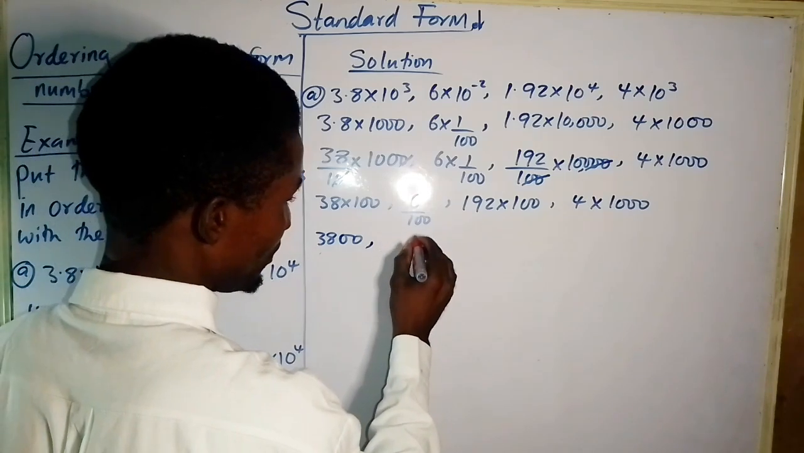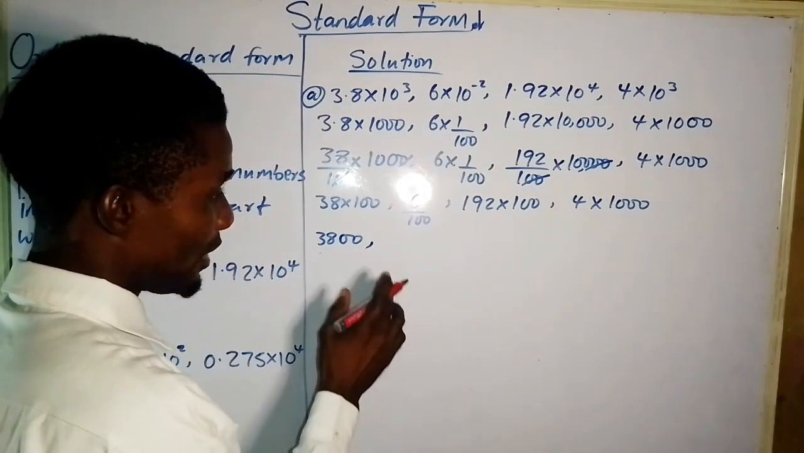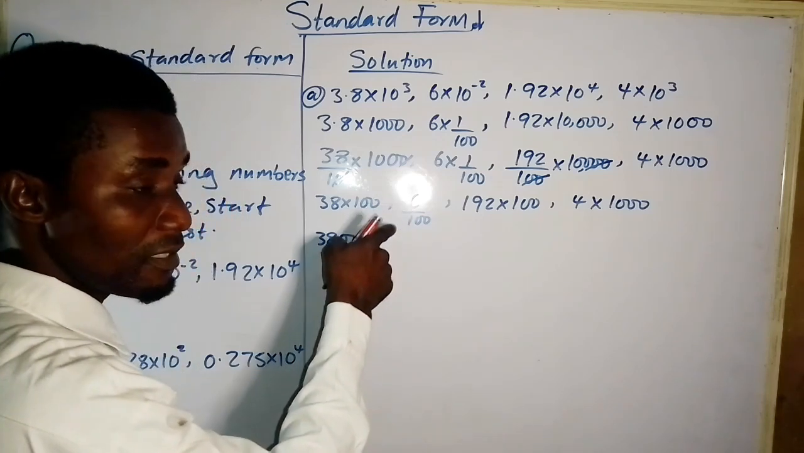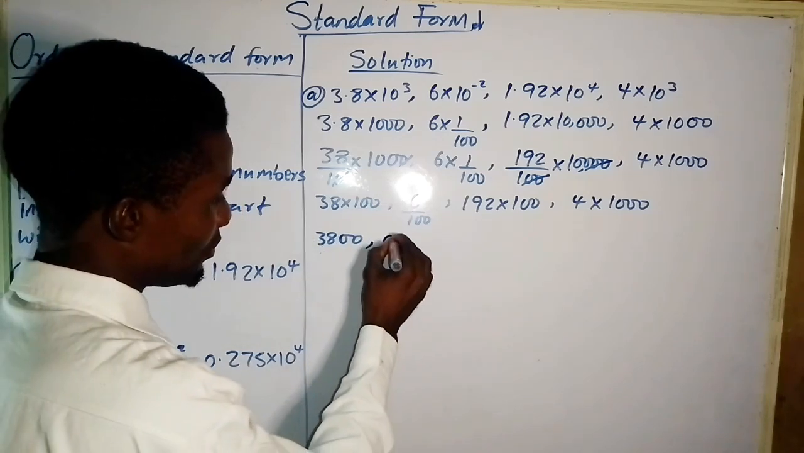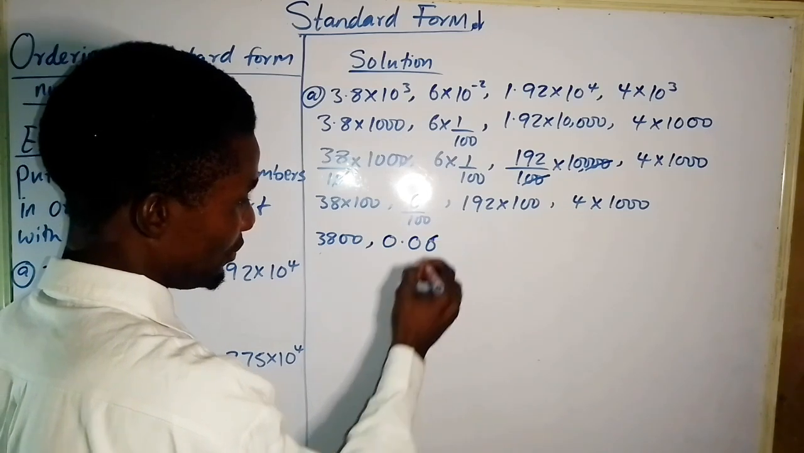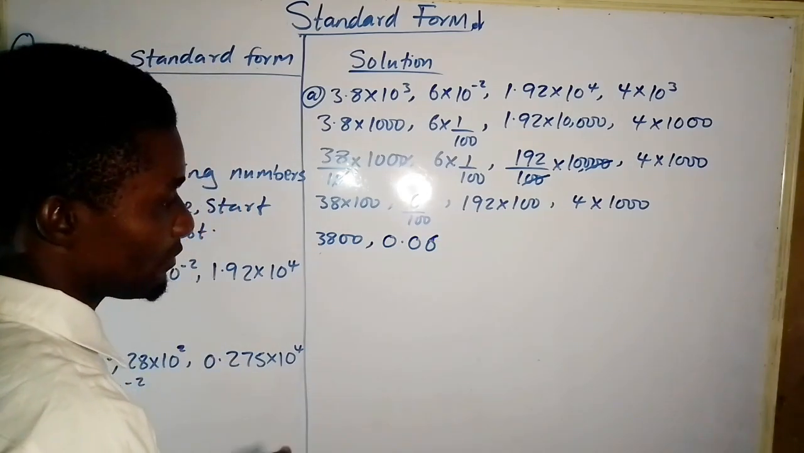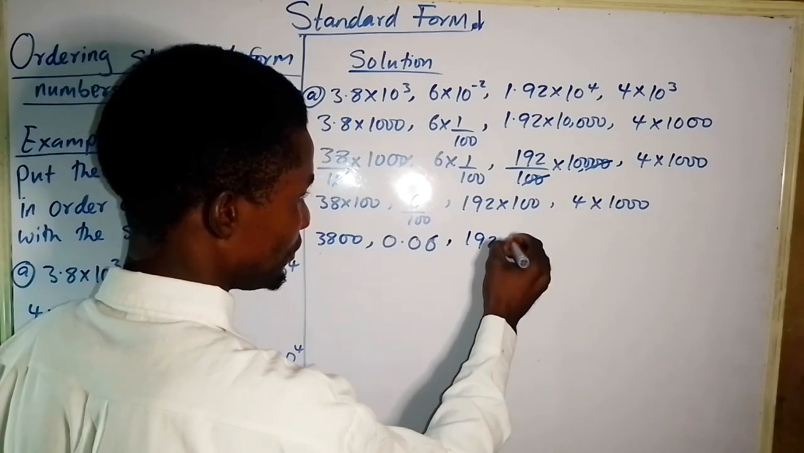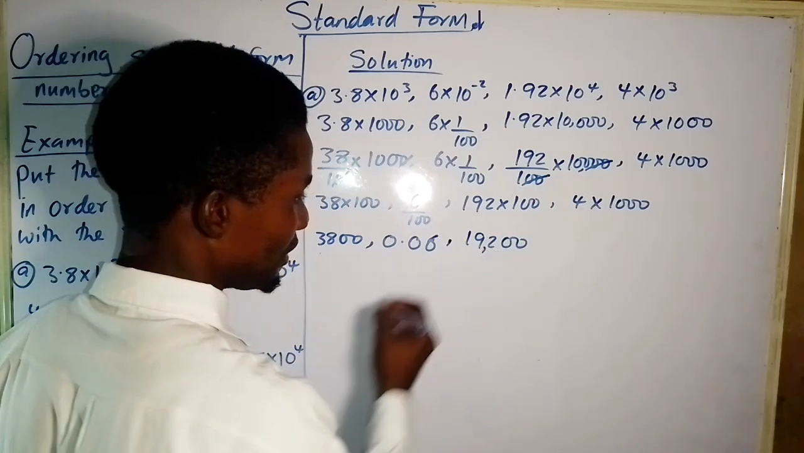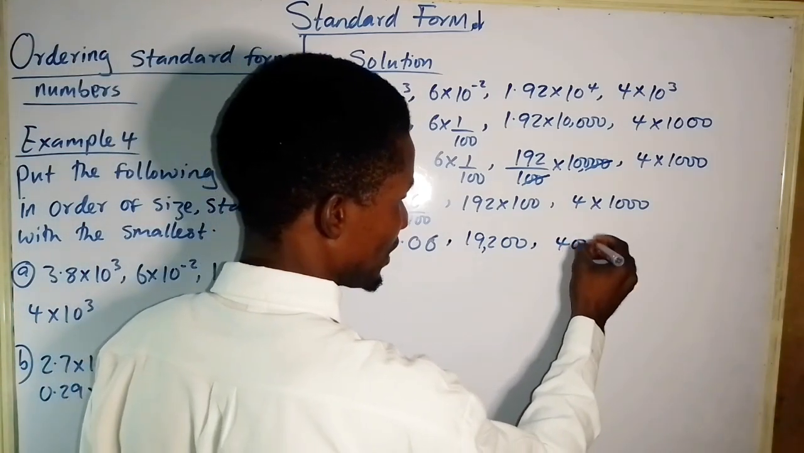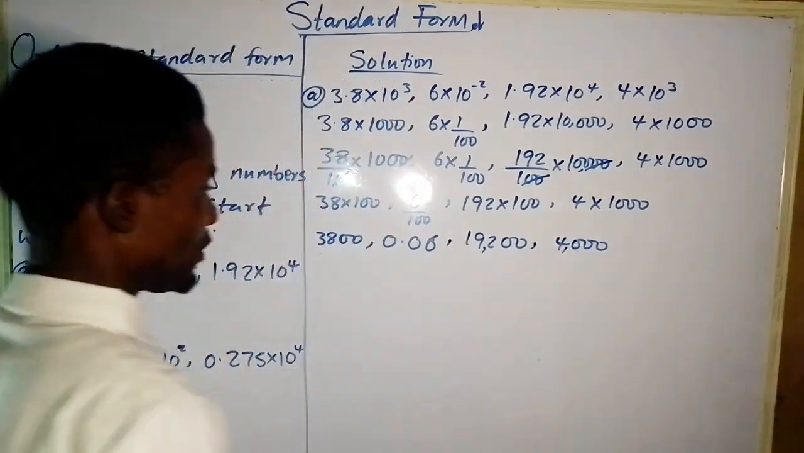Now this next one, 6 divided by 100. The base value of this is what? 100. So we are going to be having 0.06. The next one, this will be 19,200. So this is 19,200, comma, 4,000. That's what it means.